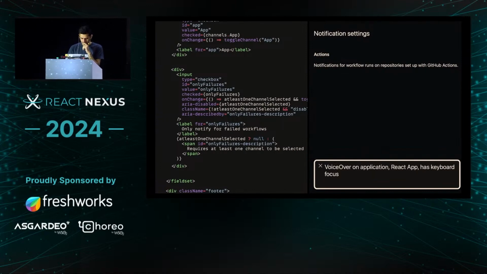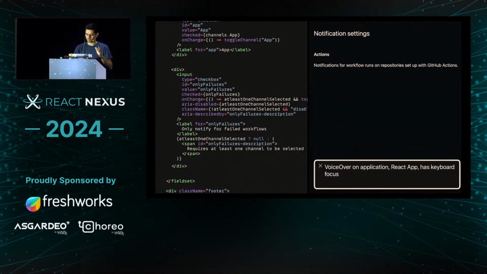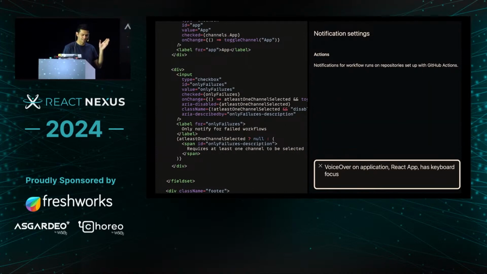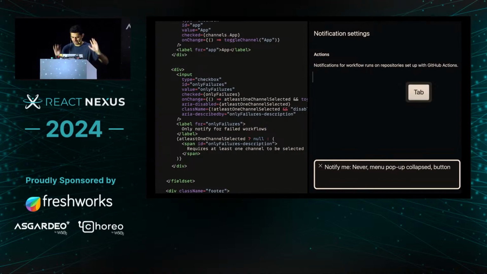All right. Notify me. Never. Menu pop-up. OK, let's try to look at the whole demo and see if it makes sense. Only notify for failed workflow. OK, sorry. Start here. OK, I don't know what I did wrong. Notify me, but Never. Menu pop-up collapse.